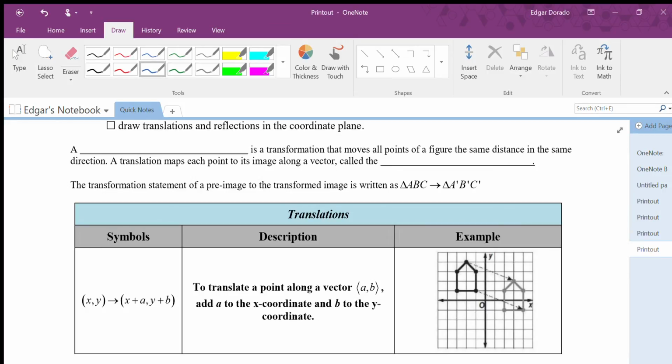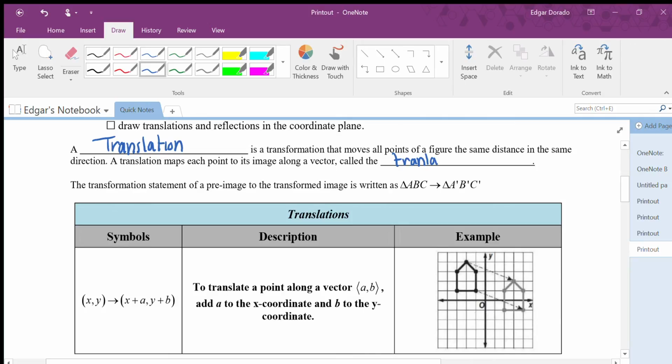First, remember that's one of our three different types of transformations. A translation is a transformation that moves all points of a figure the same distance in the same direction. A translation maps each point to its image along a vector called a translation.